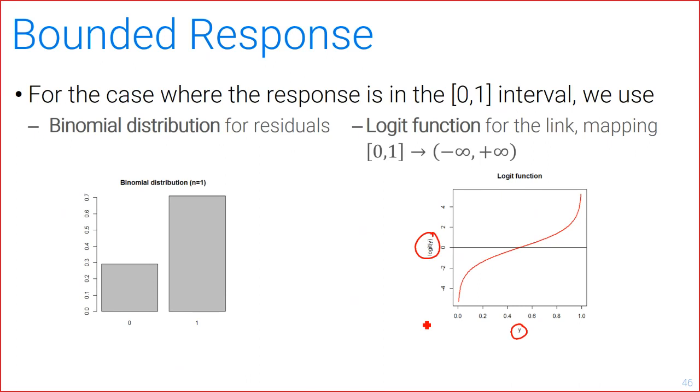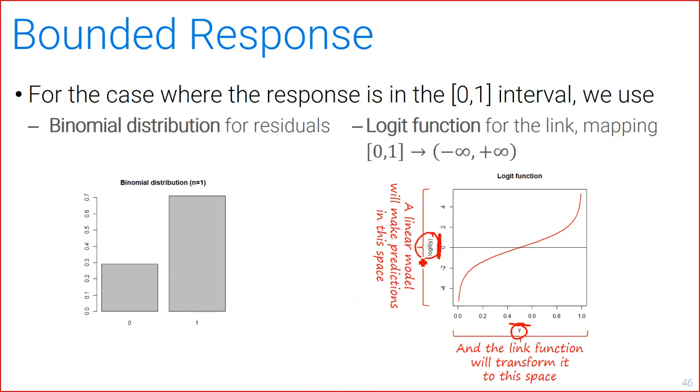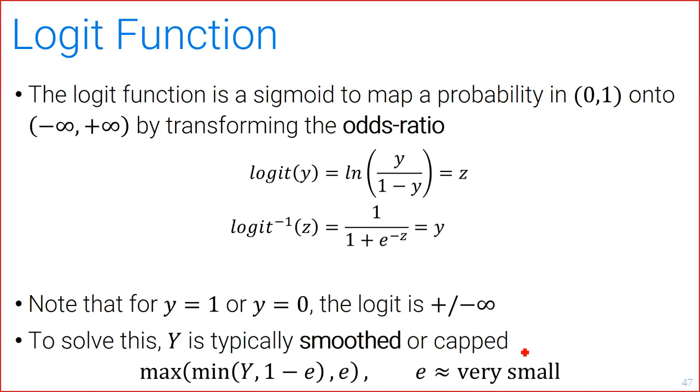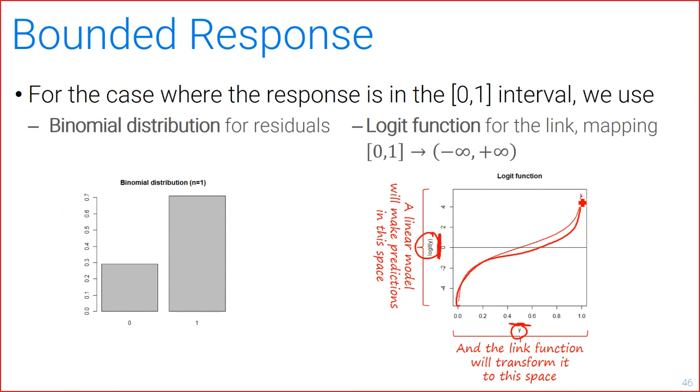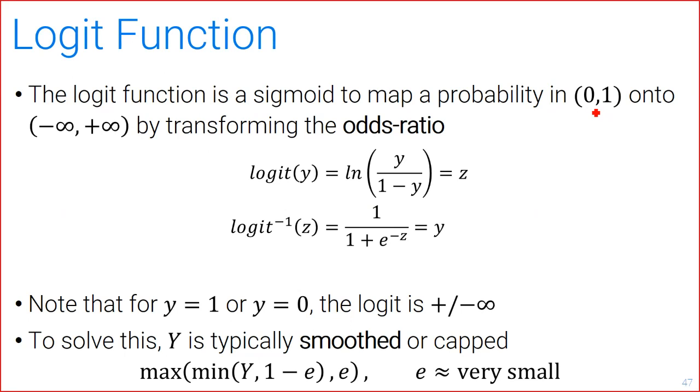And the reason to do this is that we are going to do regression on the transformed variable here, between minus infinity and positive infinity, instead of on the original variable. And there's a reason why we do that. So the linear model is going to again be fitted here in a transformed space. And then the link function just transforms the original y into the logit of y. So the logit function is a sigmoid, as you saw. We call it sigmoid because it has this kind of S shape that maps a probability in [0, 1] onto negative infinity, positive infinity by transforming the odds ratio. So again, we have here the logit of a number between 0 and 1. It's just the log of the odds ratio, and it gives us a transformed value. If we want to transform back, we can just do the inverse logit, and we have the response.